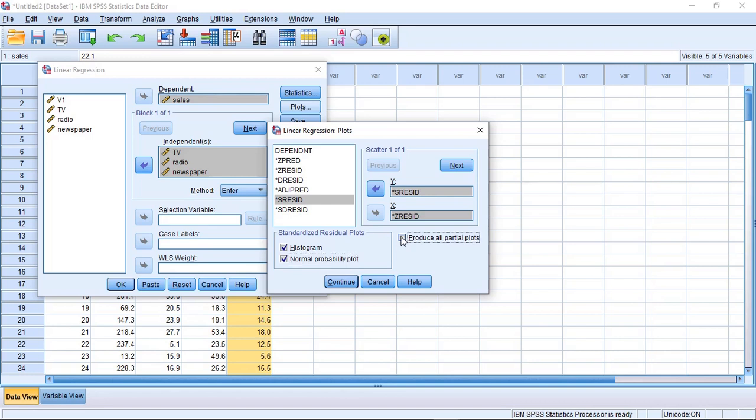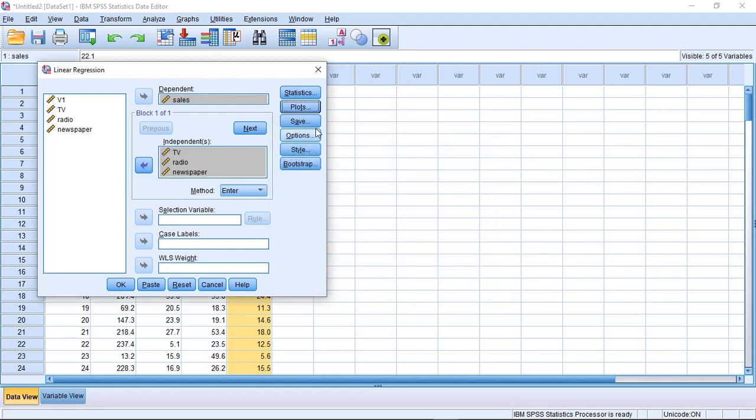We can also produce the partial plots, where we would see the difference. We have the different variables. We can plot comparing the different variables that we have. Then we move to continue.